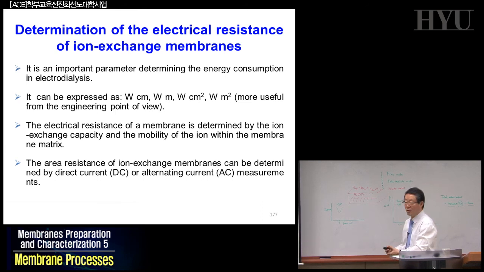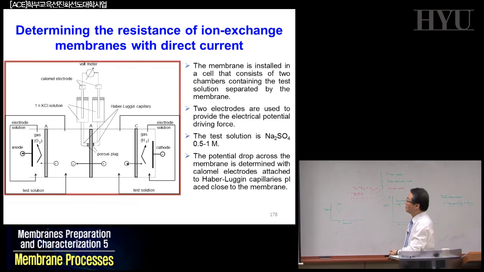Okay? We can have an area resistance. We can have a membrane resistance. We can have a cell resistance. We can have a total resistance. So resistance of the membrane is particularly of interest because we can eliminate the other environmental resistances as well.